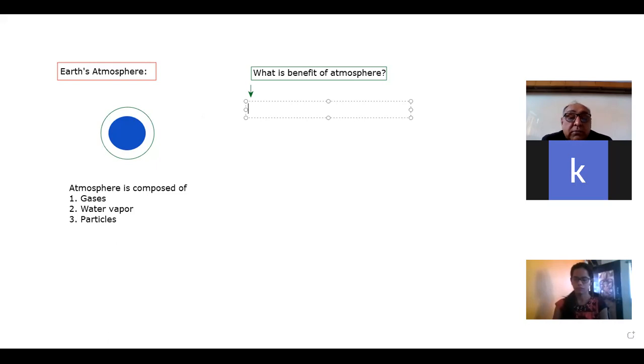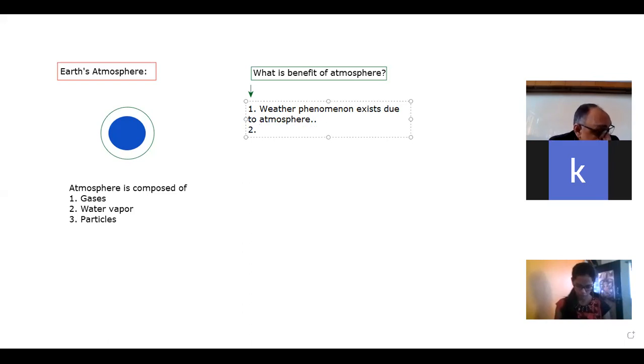So now let me move ahead. What's the benefit of the atmosphere? So the first benefit of the atmosphere, which is very important, is that weather phenomena exist due to the atmosphere. No atmosphere, no weather phenomenon. That is the one point, which is very important.